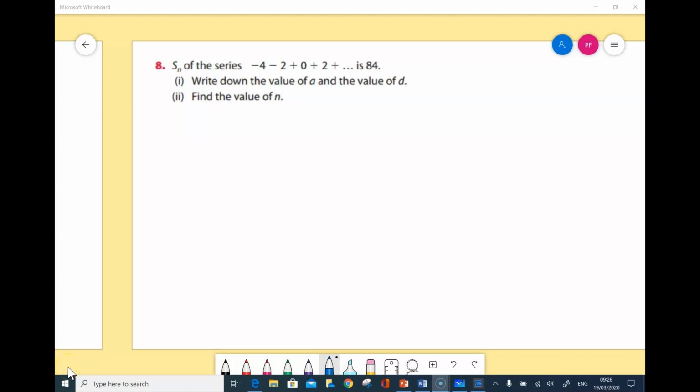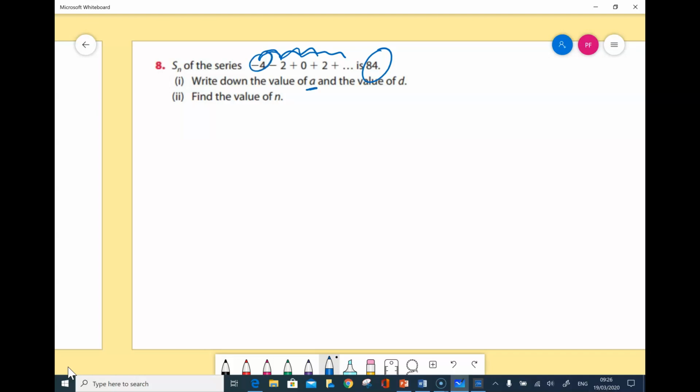Okay, Sn of the series minus 4, minus 2, 0, plus 2, plus something is 84. So what they're saying is if they add up a certain amount of numbers, so this is your sequence, and if you add them all up, eventually when you add them all up, you get 84. So how many numbers in the sequence? Well, the first thing they're asking is find the value of a.